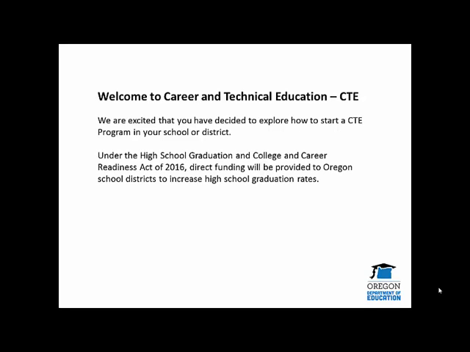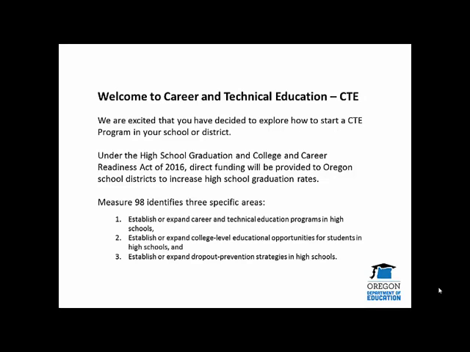Under the High School Graduation, College, and Career Readiness Act of 2016, direct funding was allocated towards Oregon school districts in an effort to improve high school graduation rates. There are three specific areas identified within the Act that help school districts to improve graduation rates. They are: establish or expand career and technical education in high schools, establish or expand college-level educational opportunities for high school students, and establish or expand dropout prevention strategies for high schools. Within that, CTE is one of the identified areas.